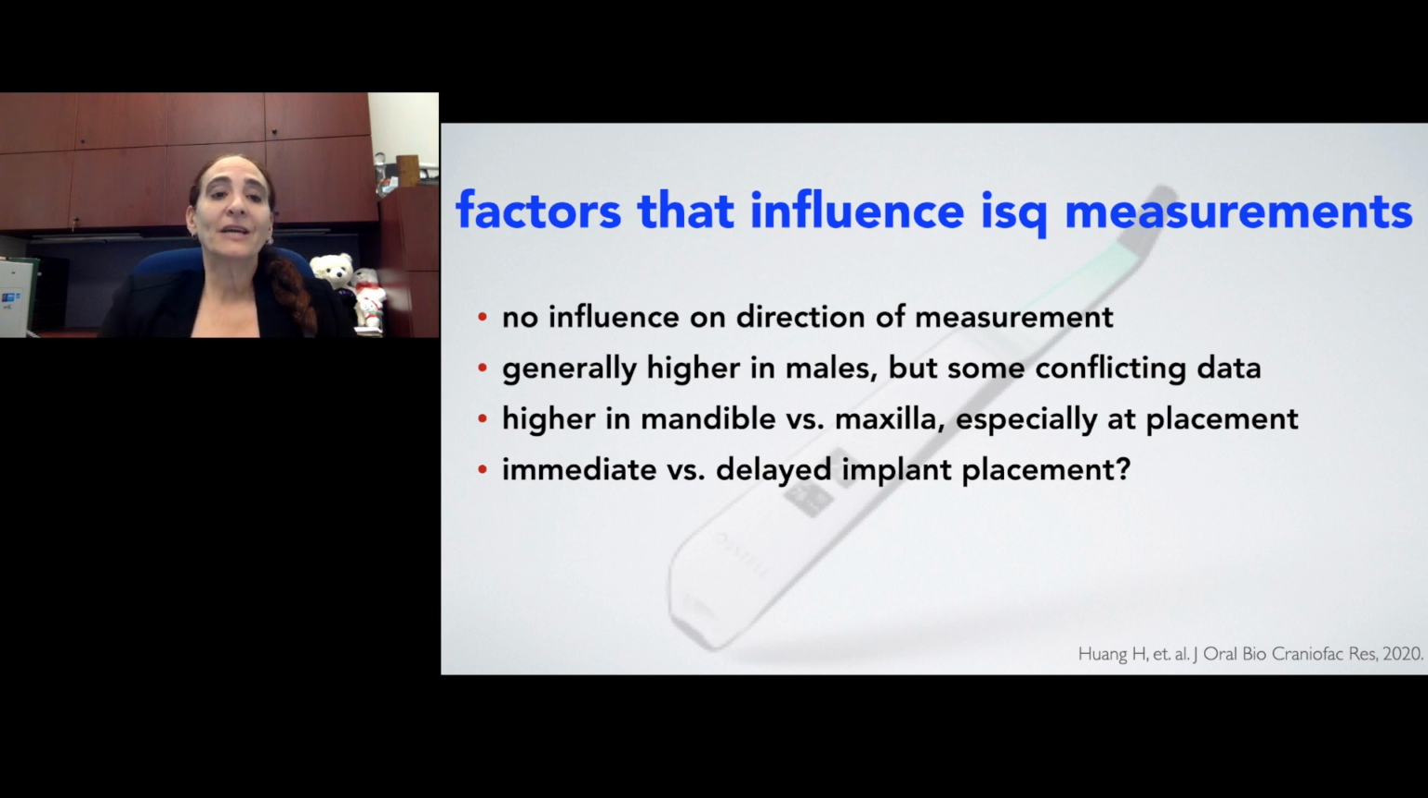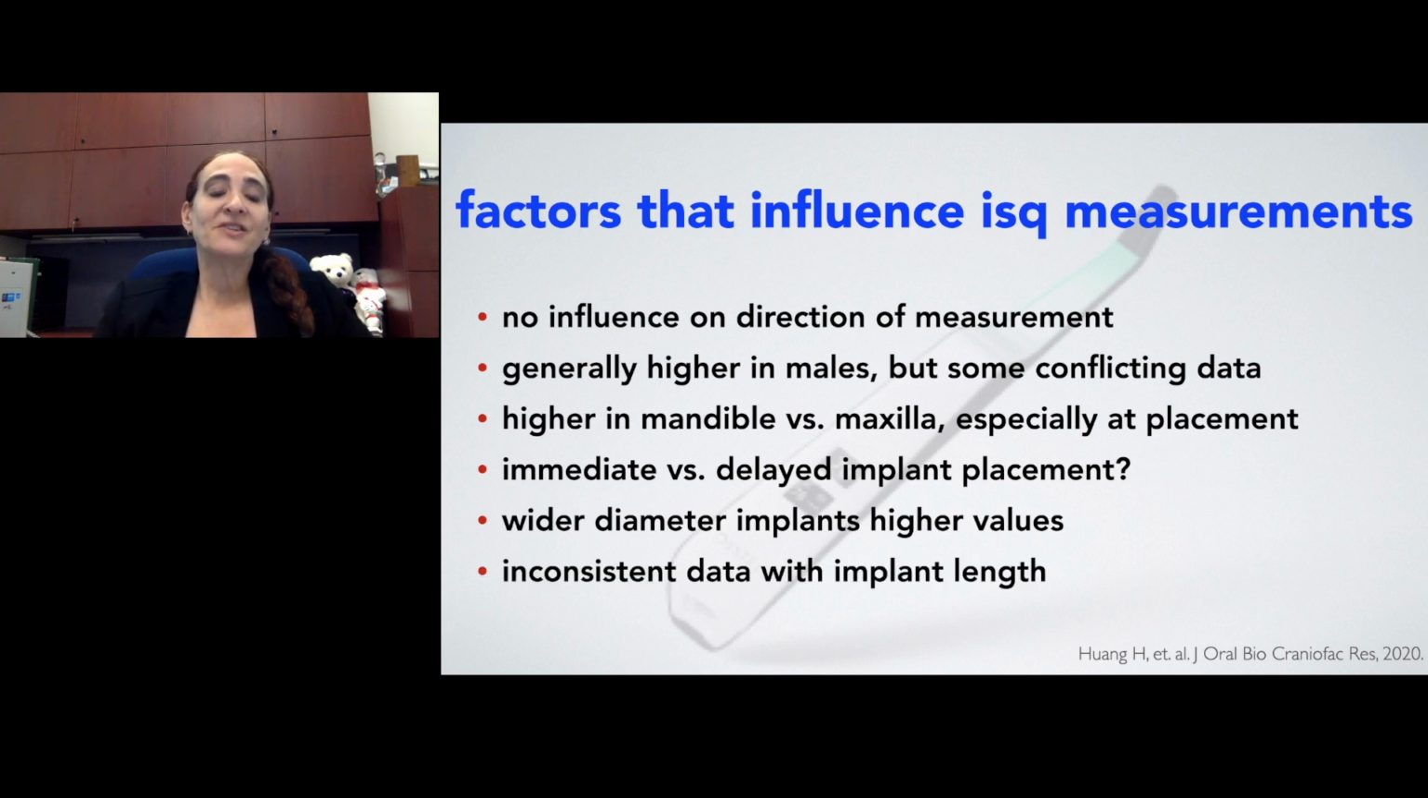And then, of course, looking at immediate versus delayed placement, when we're doing an implant placing immediately, then we're not going to have bone all the way around the diameter of the implant. And so that would make sense that we would often have lower ISQ values. Wider diameter implants generally have higher values. And the data in looking at implant length is not necessarily consistent. So it doesn't seem that a longer implant is going to have higher ISQ values.